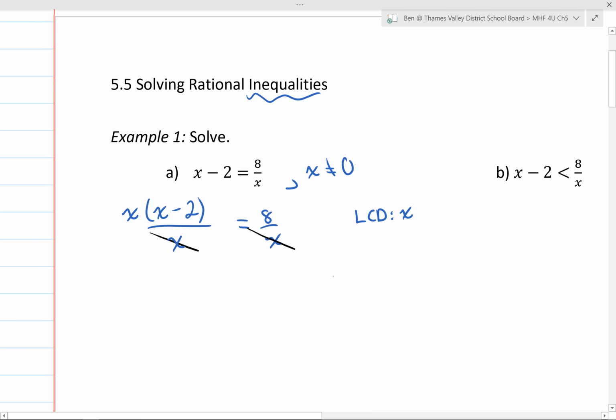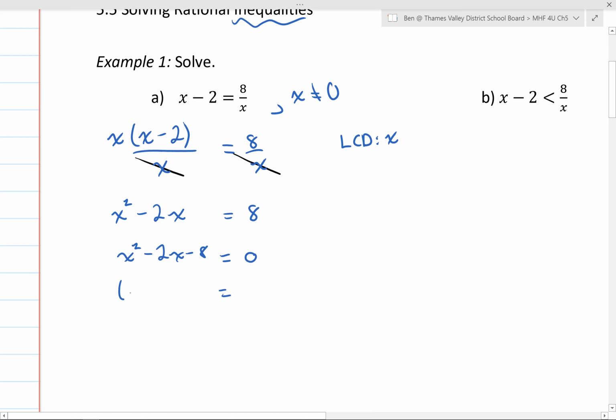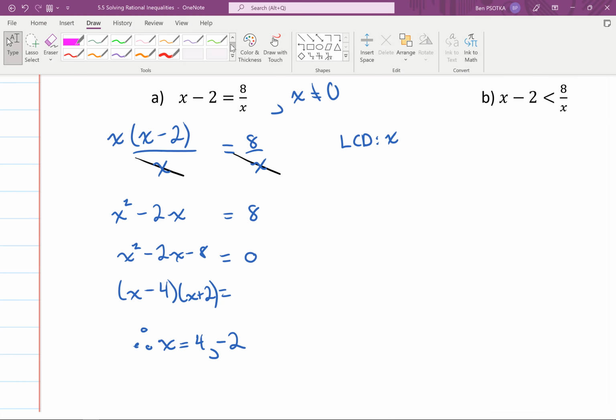I can cancel out my denominators. Once my denominators are canceled out, I can expand in my numerator. That is, I'm working with just a quadratic problem, right? x squared minus 2x equals 8. I know how to solve something like this. I move everything over to the left-hand side: x squared minus 2x minus 8 equals 0. I factor what's on my left-hand side: (x minus 4)(x plus 2). Since that equals 0, my solutions come from each factor. x can equal positive 4 or negative 2. Good, nice and easy.